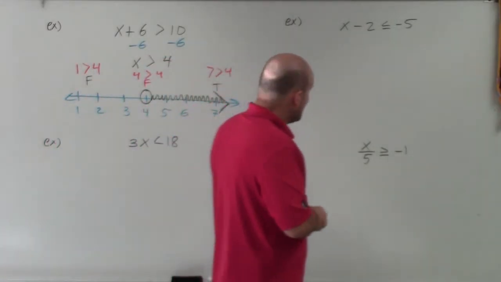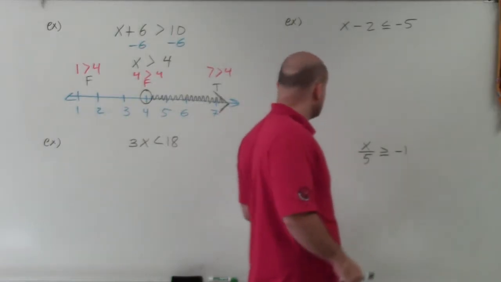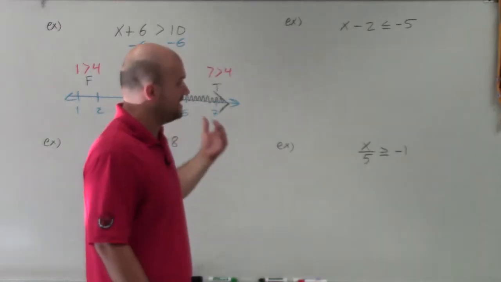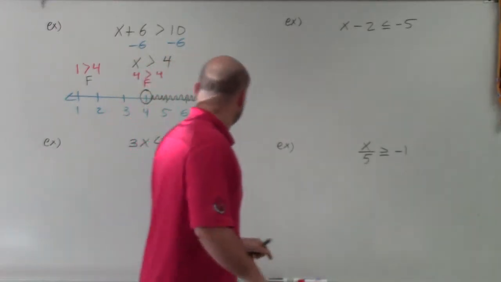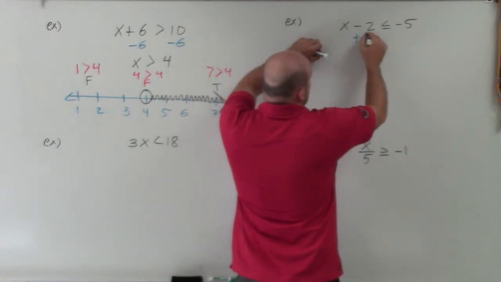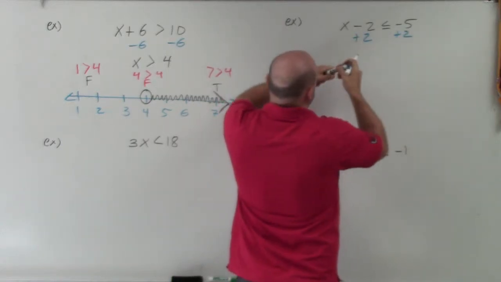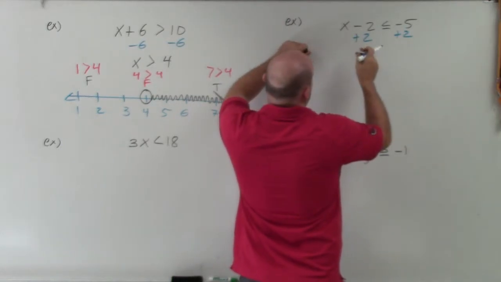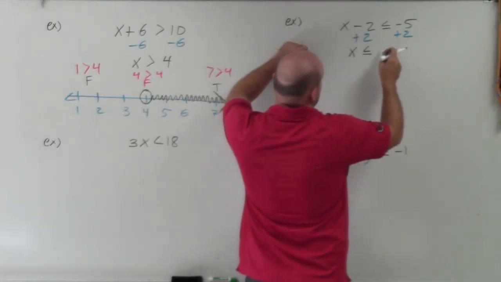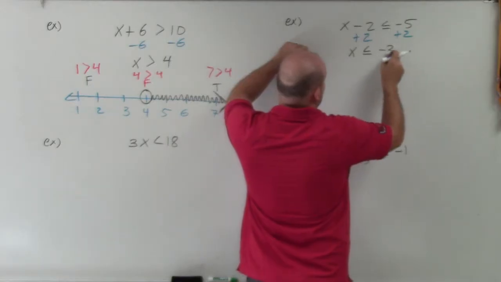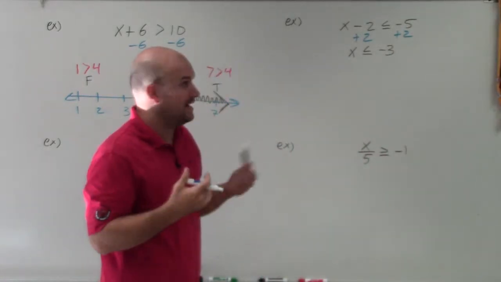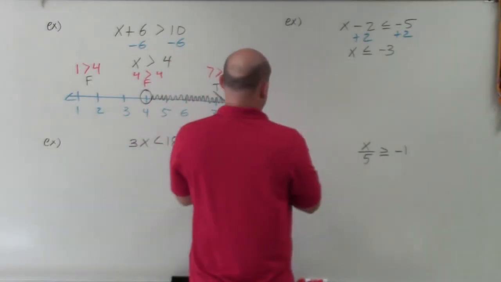All right. So now let's go over to the next example, which is x minus 2 is less than or equal to negative 5. Again, applying our inverse operations here. You can see my x is being subtracted by 2, so I'm going to undo that by adding 2. Therefore, now I have x is less than or equal to negative 3. OK, so now I just need to go ahead and graph. So again, we create our number line here.